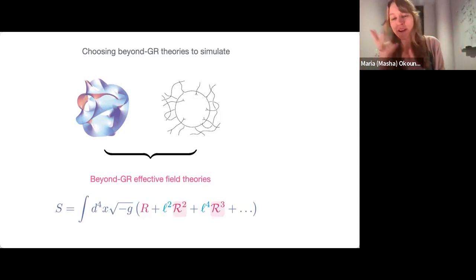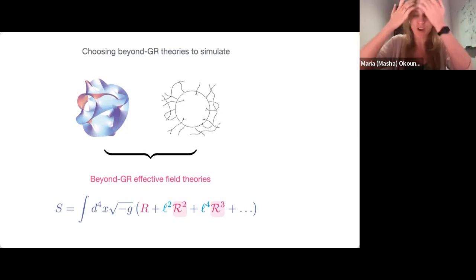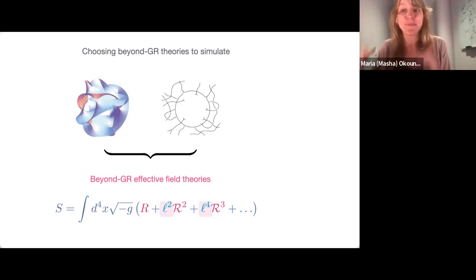And script R squared, for example, refers to any curvature quantity that you can come up with that's quadratic in curvature. So for example, you can think about the Ricci tensor contracted with itself, the Ricci scalar squared, the Riemann tensor contracted with itself, really any combination of curvature terms that end up giving you something quadratic in curvature, and similarly for the script R cubed. And this expansion is governed by some length scale below which these beyond GR effects become important.